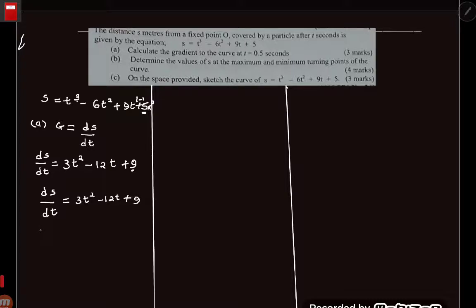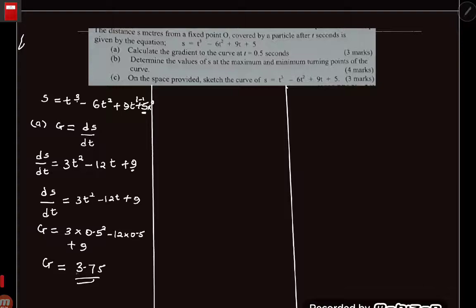We are told to calculate the gradient to the curve at t is equal to 0.5. So we say gradient is equal to 3t squared, but t is equal to 0.5. So it is 3 times 0.5 squared minus 12 times 0.5 plus 9. This gradient at t is equal to 0.5 is equal to, when we simplify, we get the gradient to be equal to 3.75.